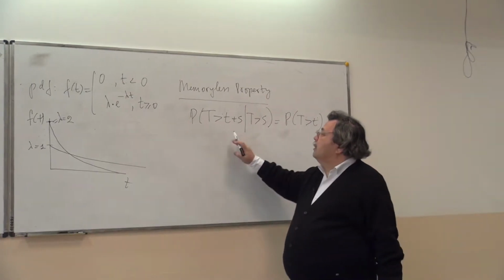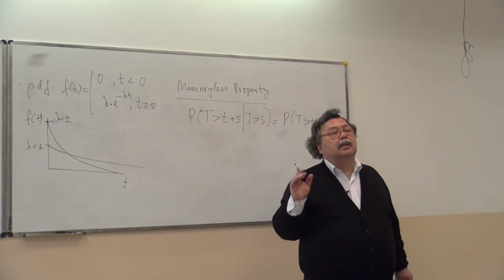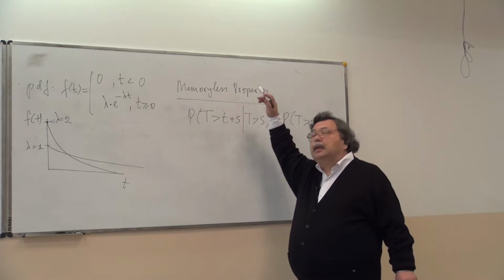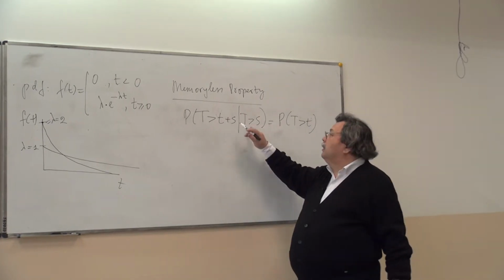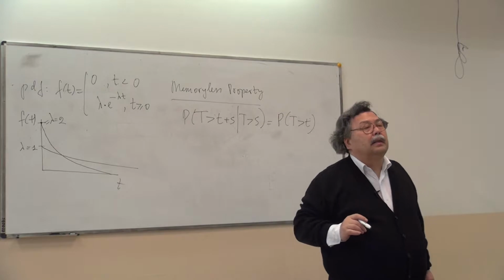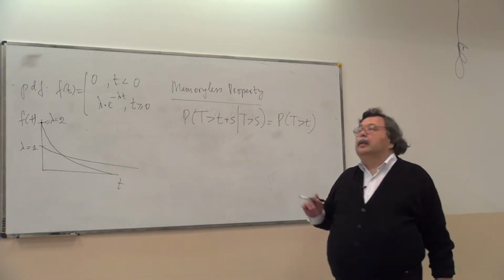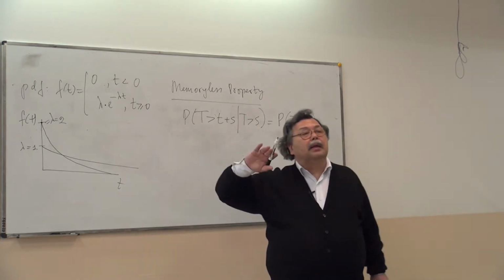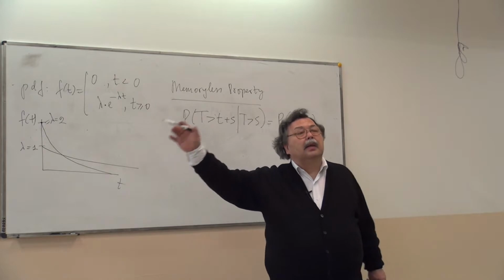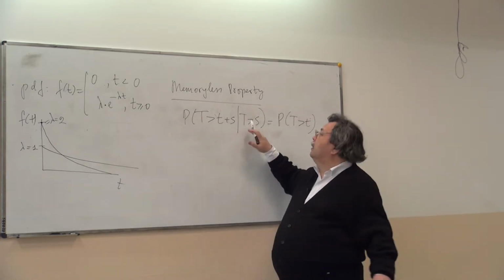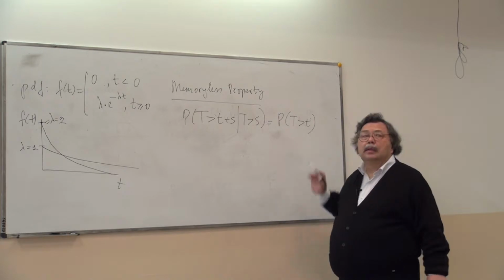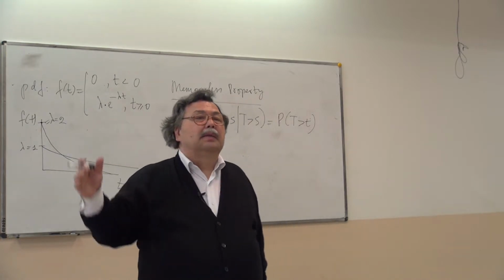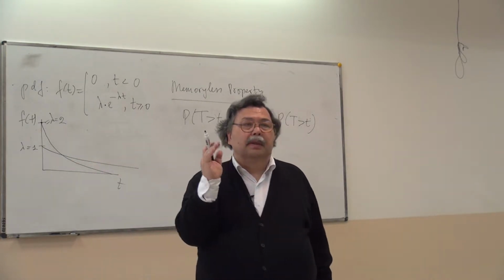And the left-hand side is this. The probability that capital T takes on a value greater than little t plus little s, given that it's greater than little s. This is the conditional probability that we will have to wait at least t units of time, given that we have already waited s units. And this is the unconditional probability that we'll have to wait for the next call at least t units starting from the 0 point in time.